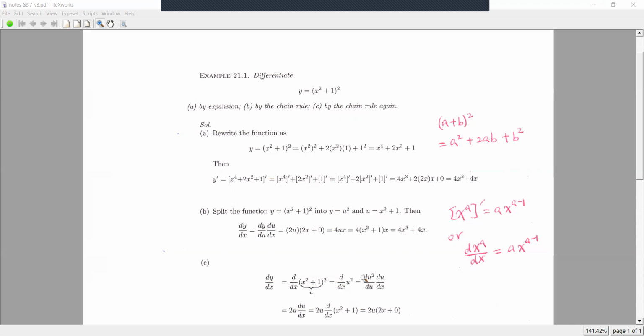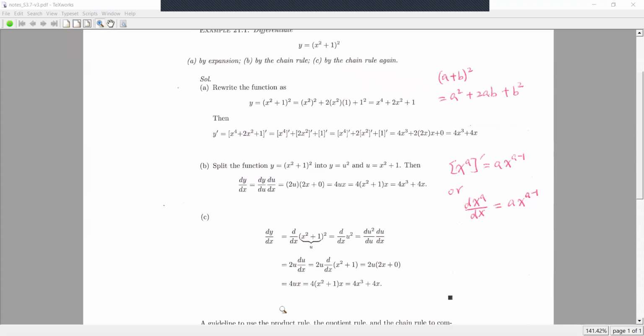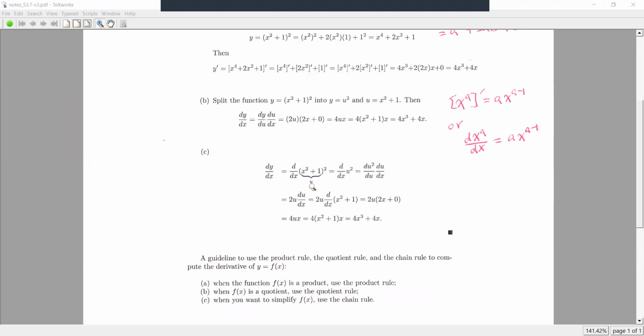Now, d(u squared)/du is the derivative of u squared with respect to u. For this derivative, I can apply this formula here. This derivative is 2u. Then I have this equation. Don't forget, u is x squared plus 1. So I plug in x squared plus 1 in the u here. Then I have this equation.